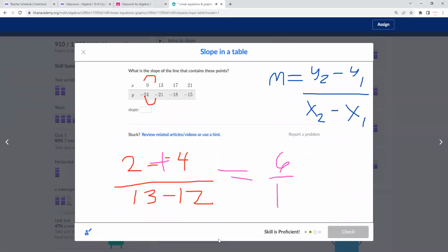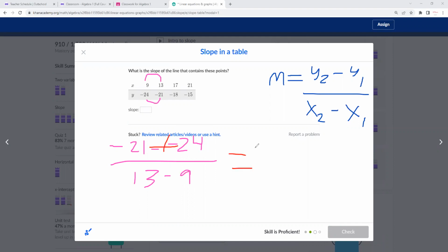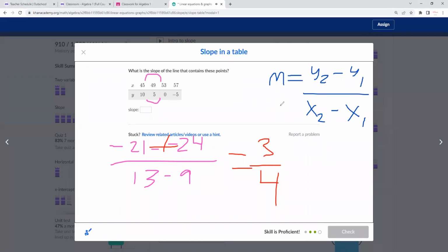Let's try the next one for good luck because we messed up on the first one. So let's get 2 good examples in here. So this is going to be -21 minus -24. And this is 13 minus 9. So this is going to get you a positive here. You'll get 3. 13 minus 9 is 4. Cannot be simplified. 3/4 is my slope. And that's how you find slope from looking at a table.